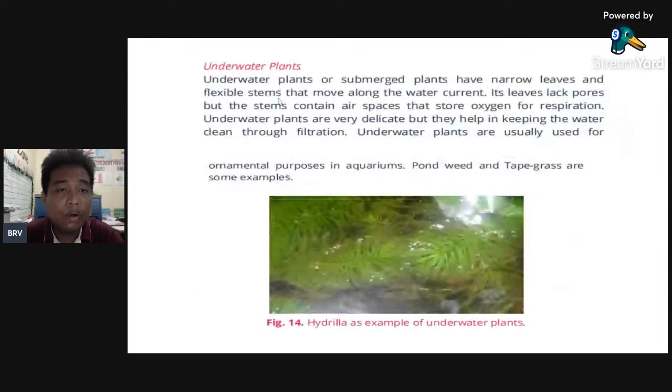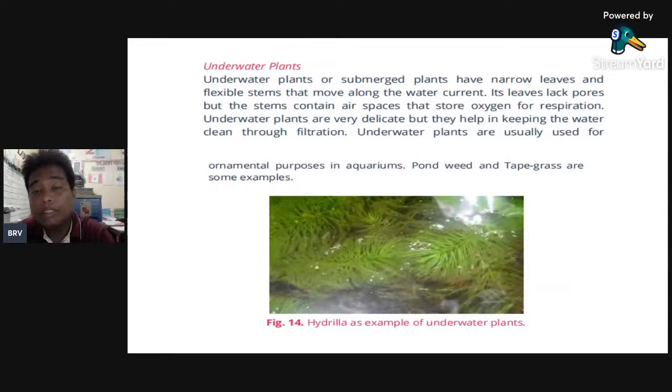Next, we have the underwater plants. So kining underwater plants, submerged plants have narrow leaves and flexible stems that move along the water current. Its leaves lack pores, but the stems contain air spaces that store oxygen for respiration. Underwater plants are very delicate, but they help in keeping the water clean through filtration. Underwater plants are usually used for ornamental purposes in aquariums. Pondweed and tape grass are some examples.